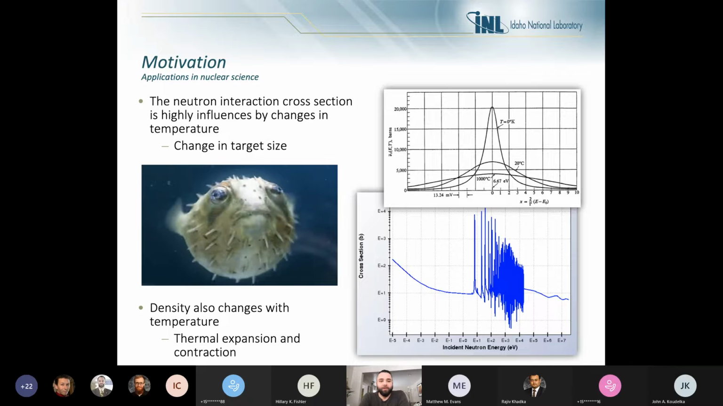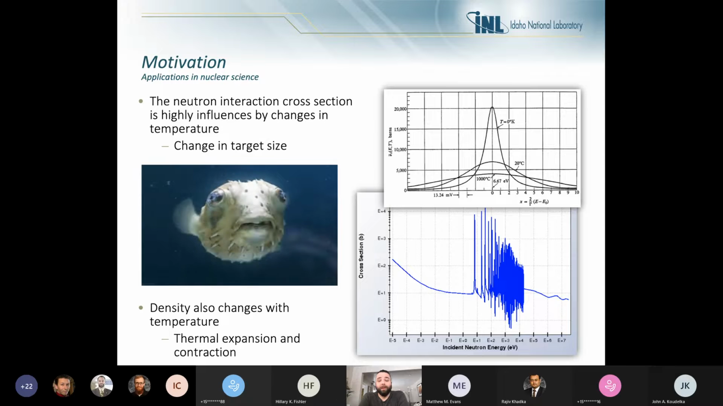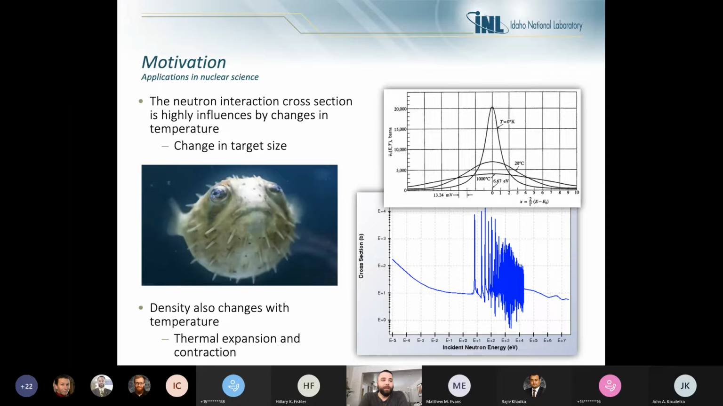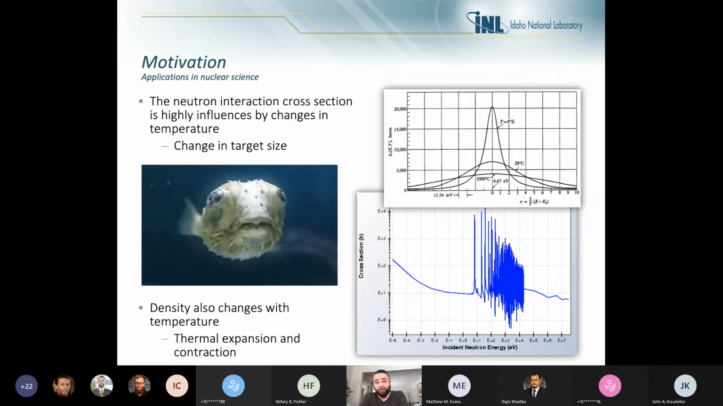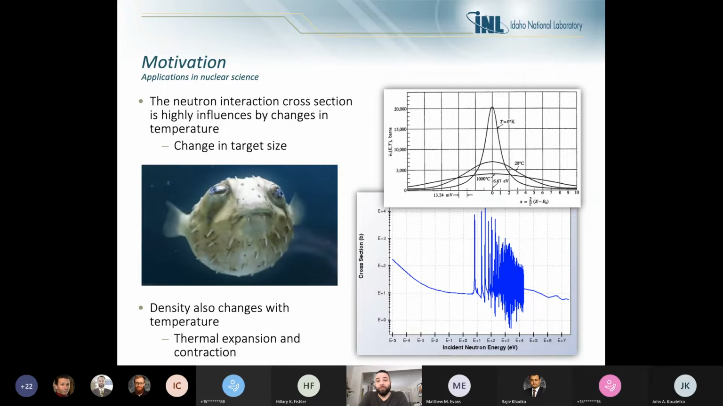So one of the motivators for this work as well was trying to help understand and predict phenomena in nuclear fuel more. And through doing that, we can lead to safer nuclear fuel if we can predict its operating range and its accident tolerances as well.